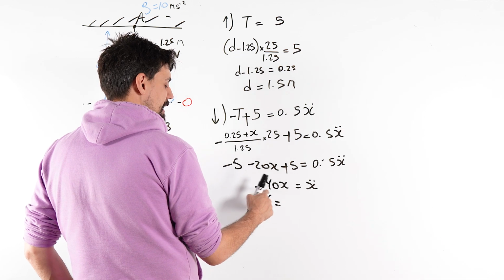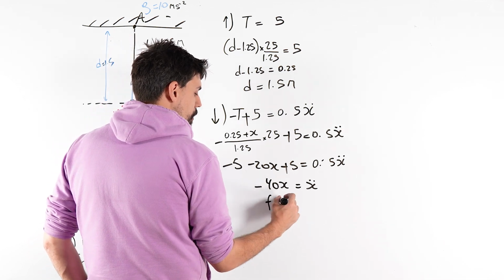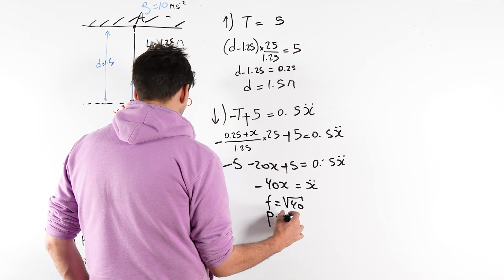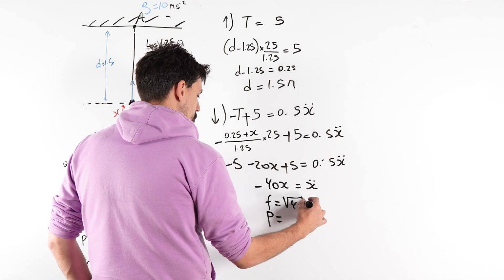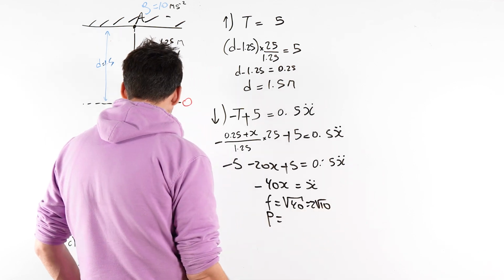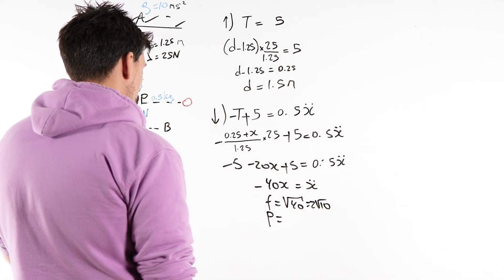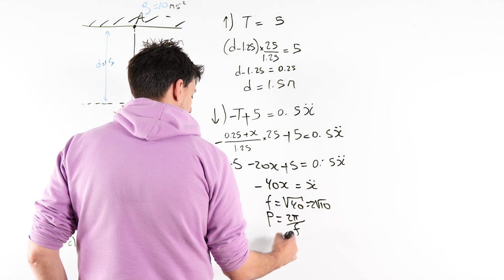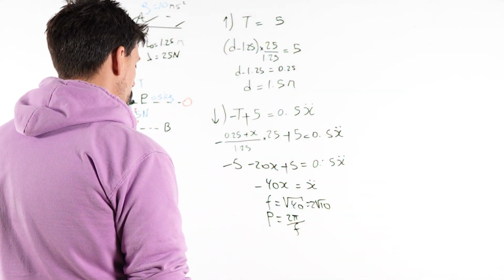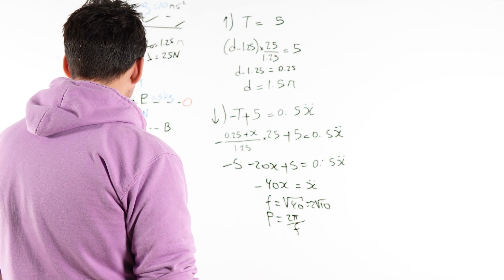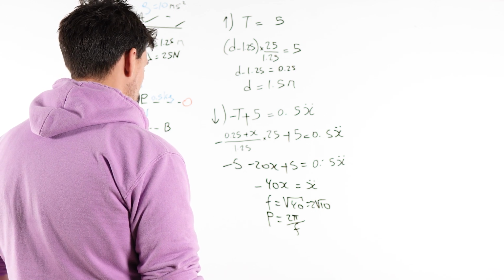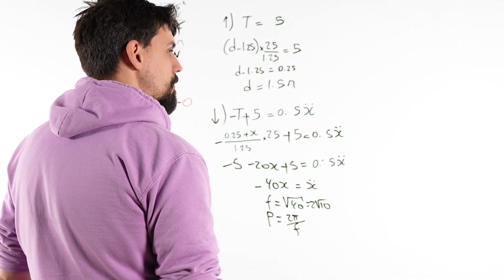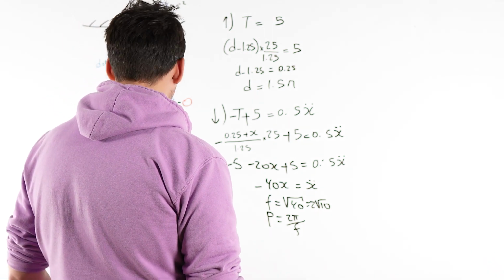But we know our angular frequency is square root of 40, which is 2 root 10, so our period is going to be 2 pi over that frequency. Is that correct? Period is 2 pi over the frequency, which is pi over root 10, yeah, that works.